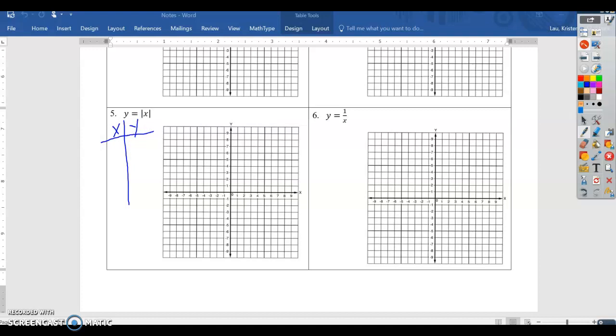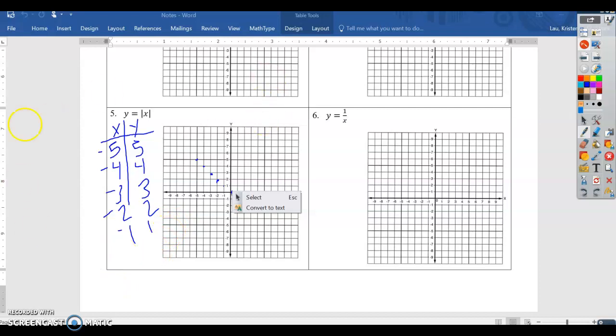Okay, so let's just start with -5. So the absolute value of -5 is 5. The absolute value of -4 is 4, and so on. So -5, 5, -4, 4. The absolute value of -3 is 3. Absolute value of -2 is 2. The absolute value of -1 is 1. And then 0.